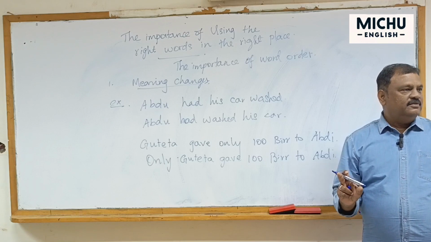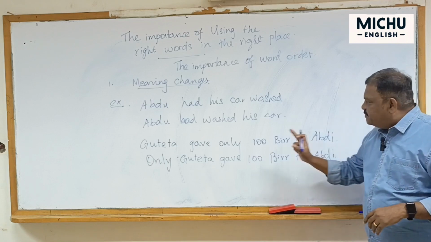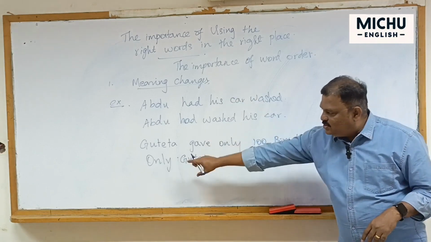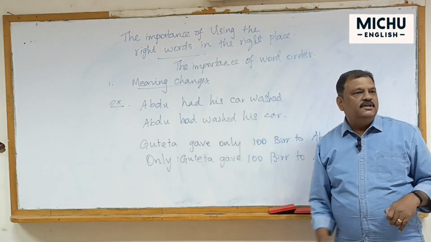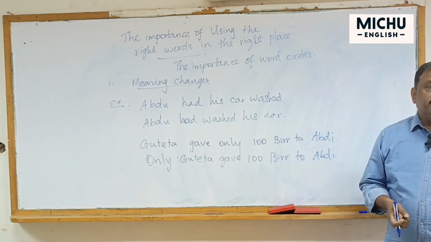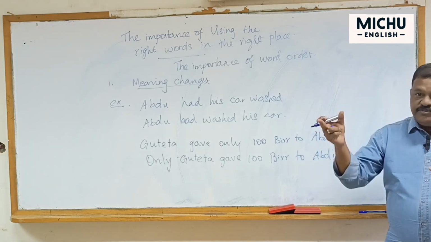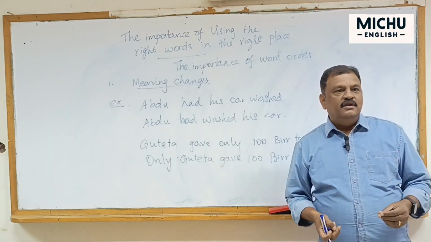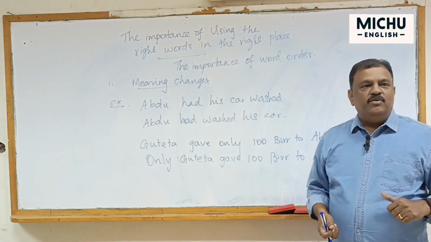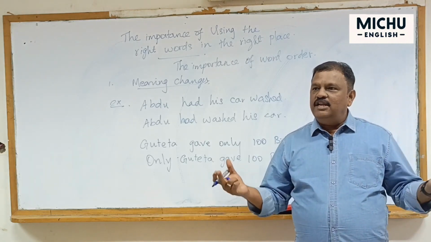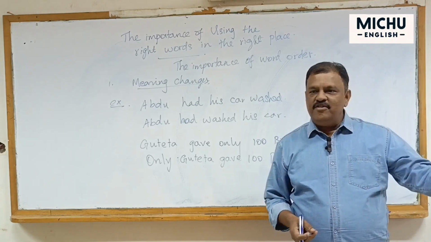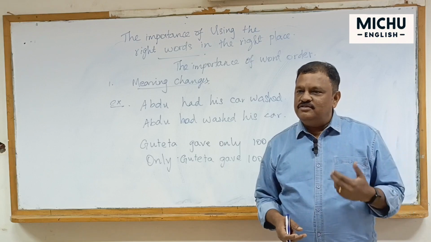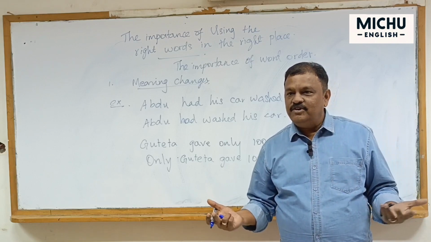You got the point or no? So just because we moved this word from this place to the first place in the second sentence, the meaning changes. Imagine Abdi wanted to say to his friend, for example, hey, Guteta gave me only 100 bir today. I was thinking he would give me more than 100 bir, but he gave me only 100 bir. What can we do? We cannot even drink Coca-Cola for each of us.